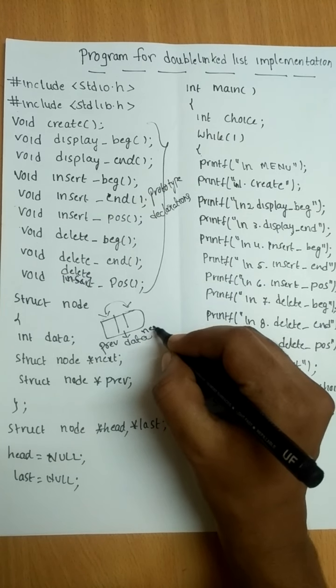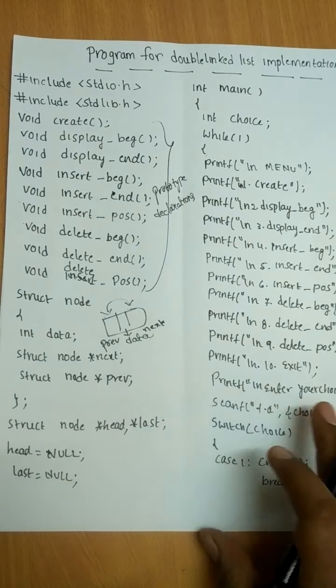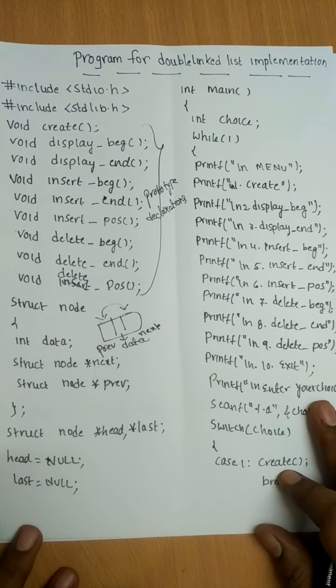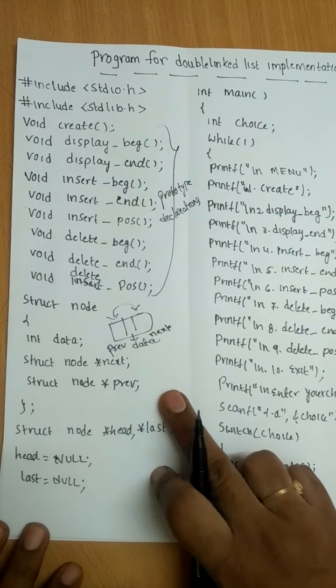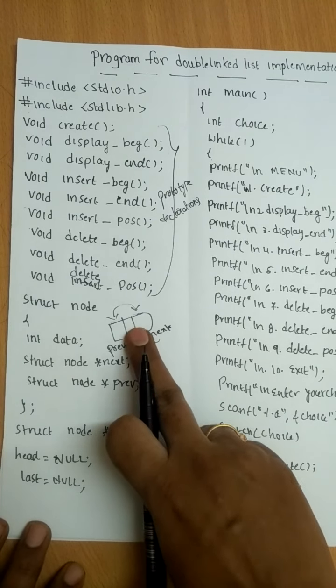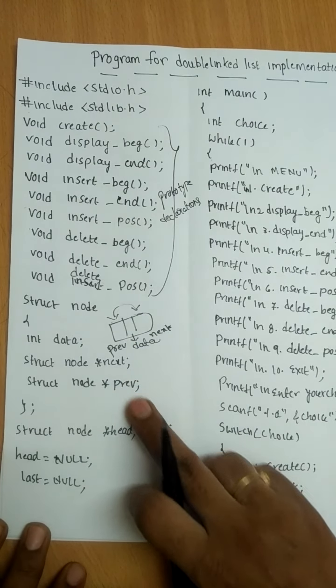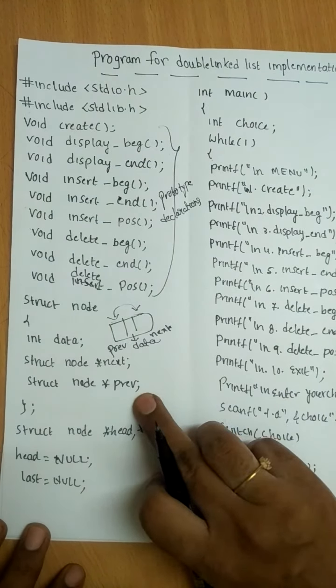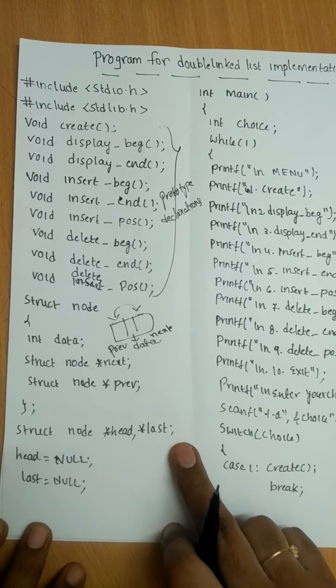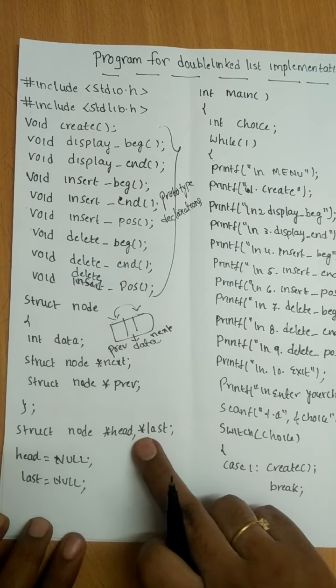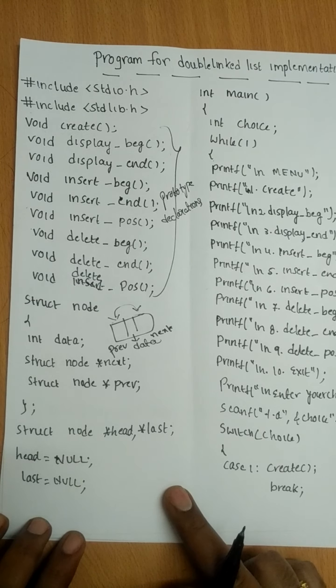So define a structure with one data value, one pointer to the next and one pointer to the previous. Because it is a double linked list, we use two pointers. If it were a single linked list, we would have only one pointer, that is next. Okay, now define two more pointers, head and last. Initially assign both head and last to null values.